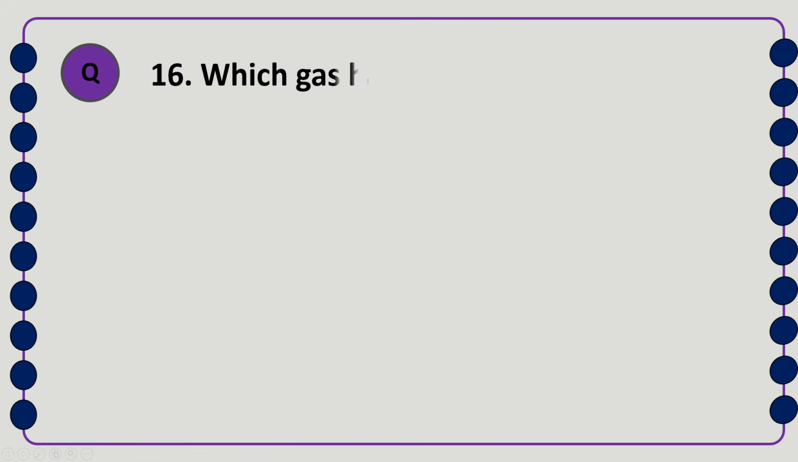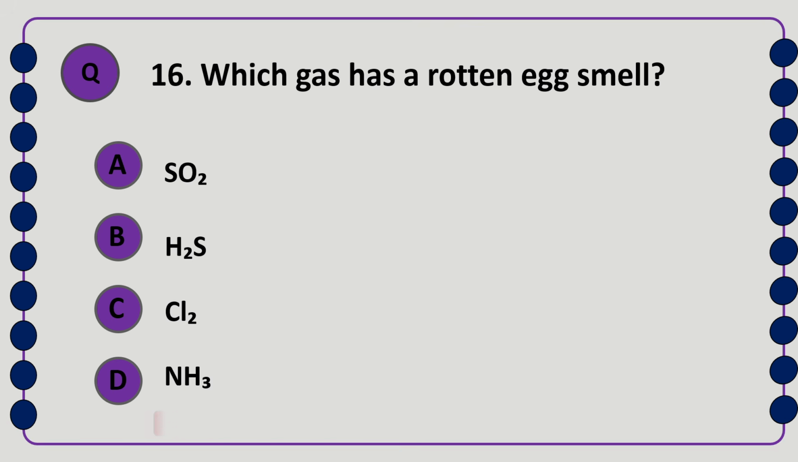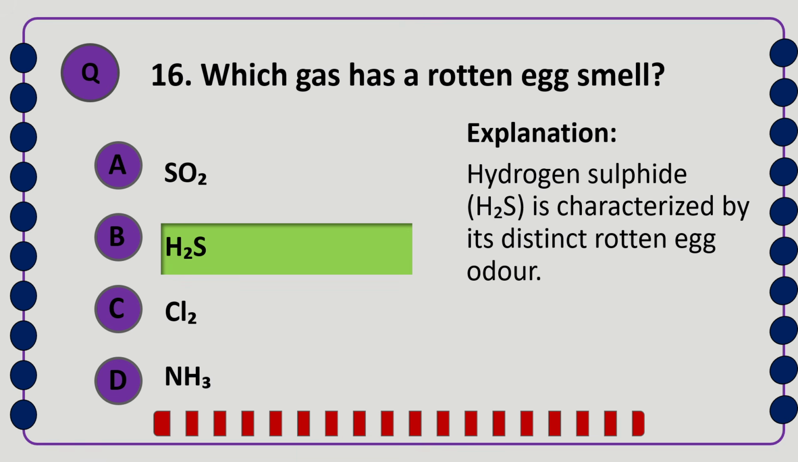Question number 16. Which gas has a rotten egg smell? Many times you have gone through this, so this is a very common question. Even a 6th standard child will answer. The options are sulfur dioxide, H2S, chlorine and ammonia. Answer is H2S. Hydrogen sulfide is characterized by its distinct rotten egg smell.